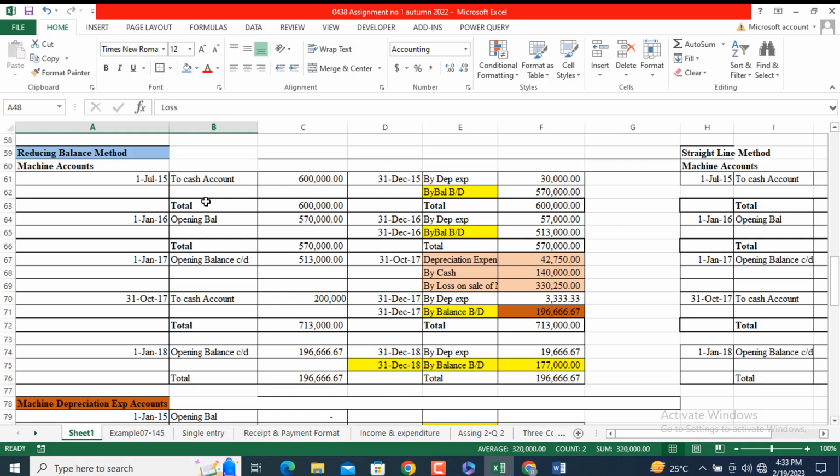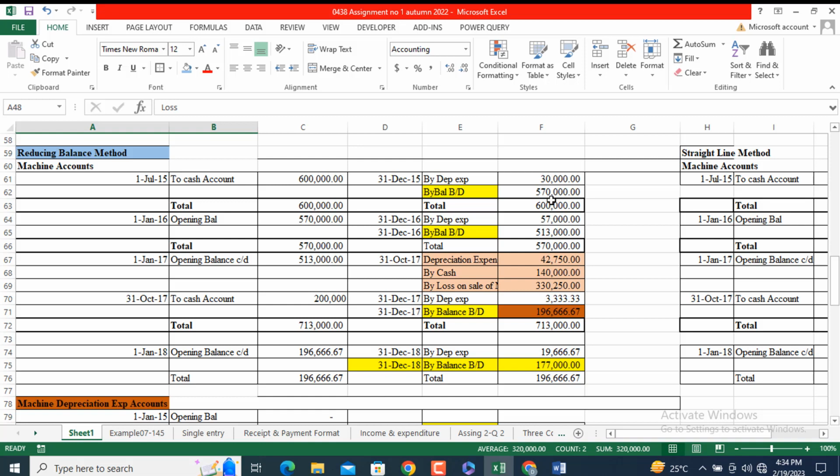Look at this. This is the first year, 2015. To cash account 60,000 at 31st December 2015. By depreciation expense 30,000, which is for the 6 months. So for the whole year, with the rate of 10%, it is 60,000, and for the 6 months it is 30,000. So balance brought down is equal to 570,000. Now as it is prepared under the reducing balance method, so look at this.